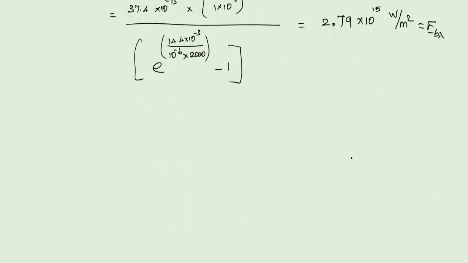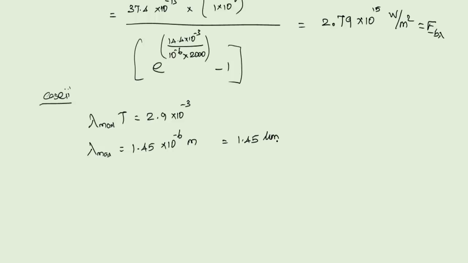Okay, go to case 2. In case 2, it is asked to find out the lambda max value. Now you know the formula: lambda max into temperature equal to 2.9 into 10 to the power minus 3. Here the temperature is 2000 Kelvin. Just substitute 2000 Kelvin here and the lambda max value will be 1.45 into 10 to the power minus 6 meters, or 1.45 microns. Okay, in this, go to the third subdivision, case 3.